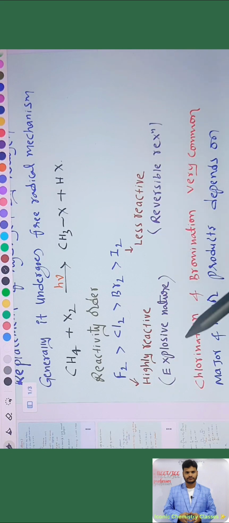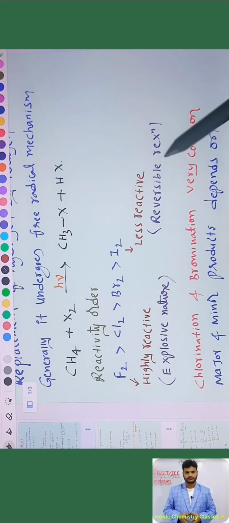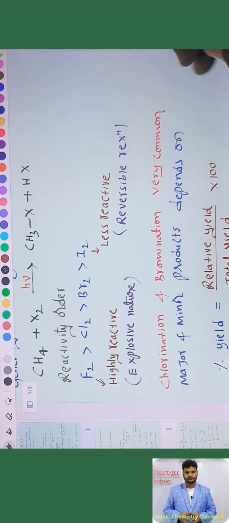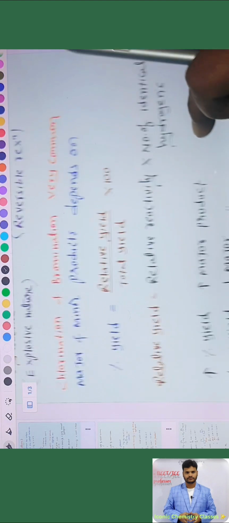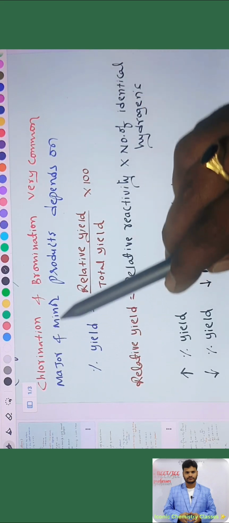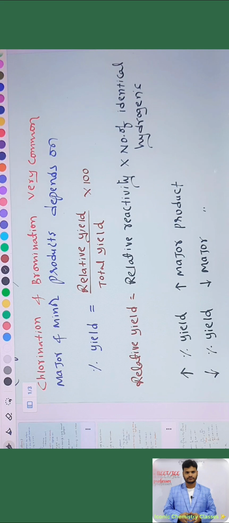But fluorine is explosive in nature. With iodine, one problem is that it is very less reactive and the reaction is reversible. So ultimately what I want to say is chlorine and bromine. These two are common halogenation reactions. Chlorination and bromination are very common. Major and minor products depend on percentage of yield.